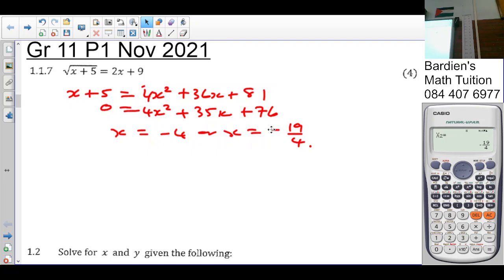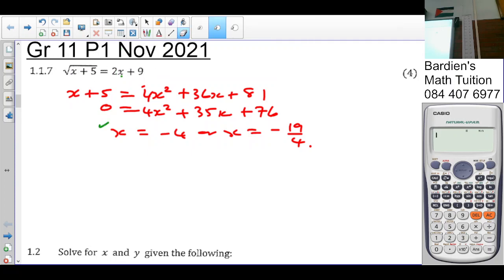So this is how we check. For the first one, x is negative 4. Whenever you see an x on the right hand side, it's negative 4. So negative 4 plus 5 is 1, the square root of 1 is 1. 2 multiplied by negative 4 is negative 8 plus 9 is 1. So that one works. Okay, that's the solution.